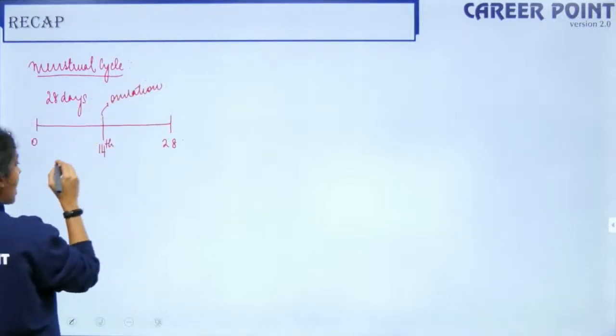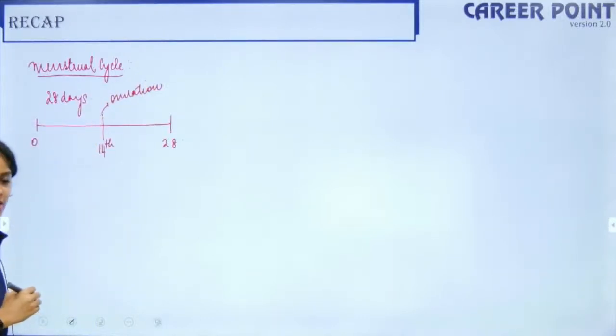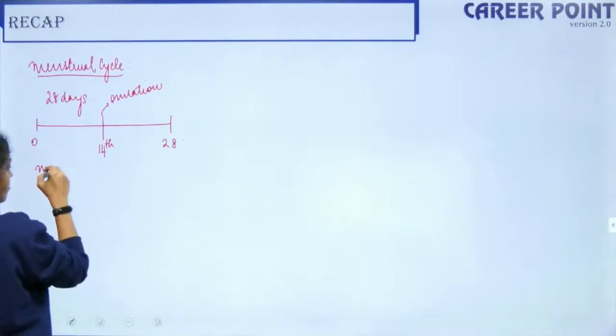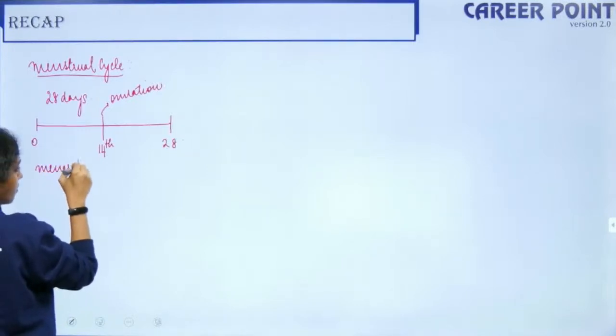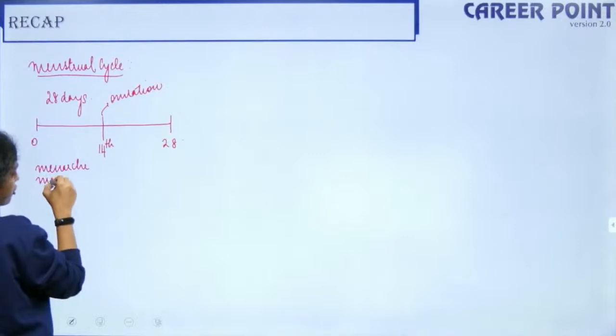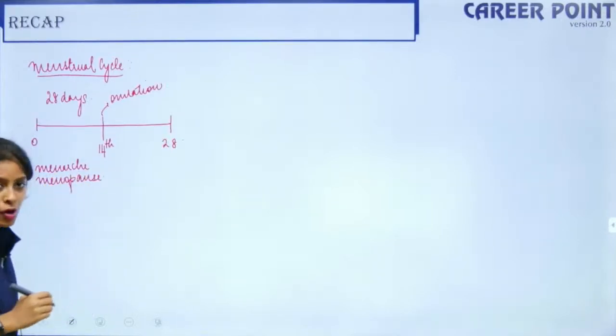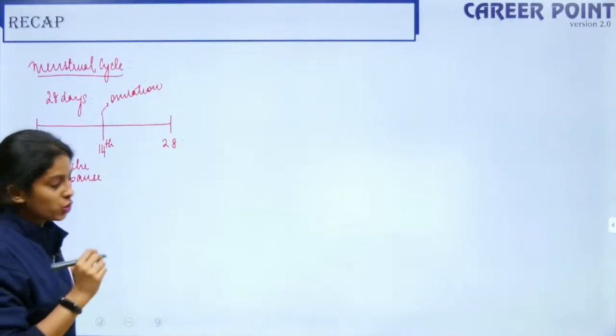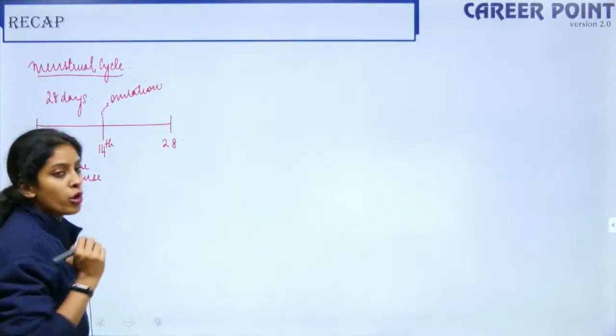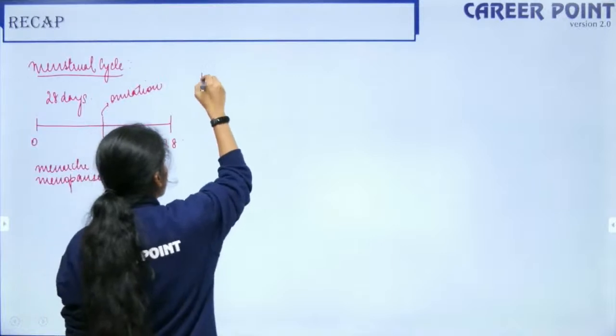The start of your menstrual cycle is known as menarche, and the end of your menstrual cycle after an age of about 50 years is known as menopause. This happens each month. So what are the 4 stages in your menstrual cycle?